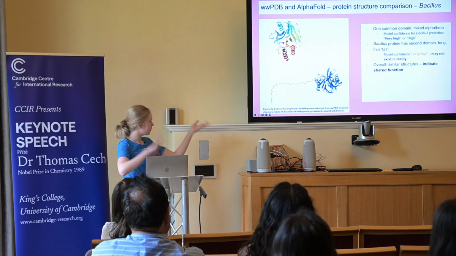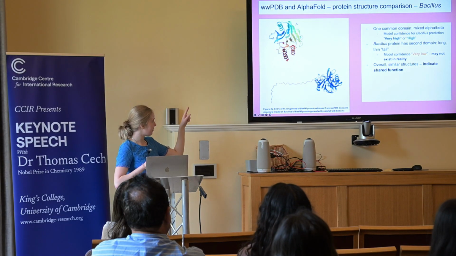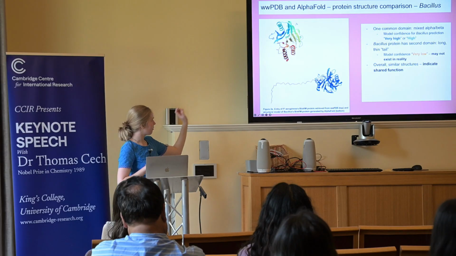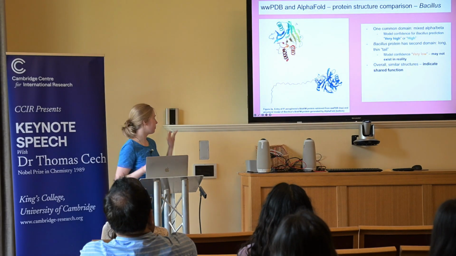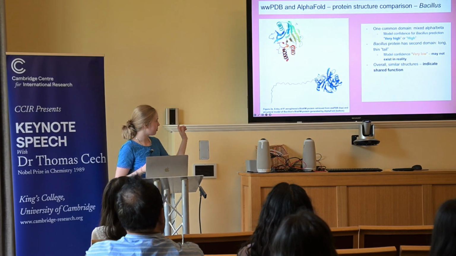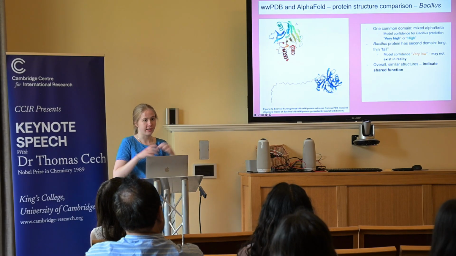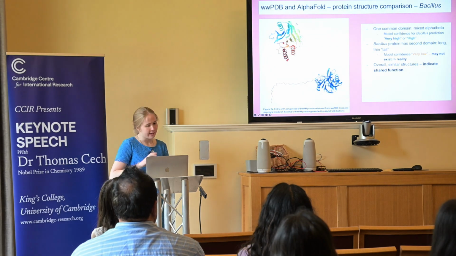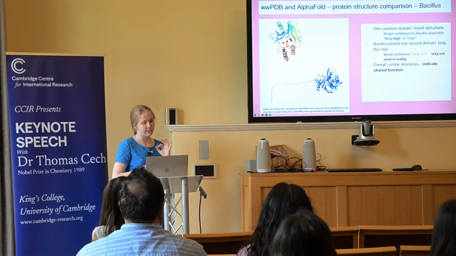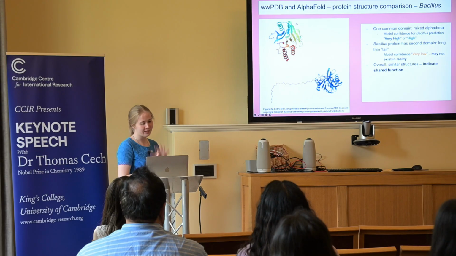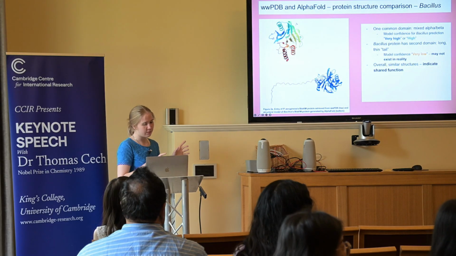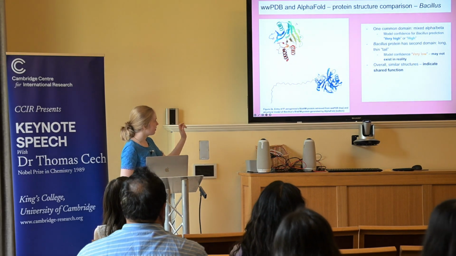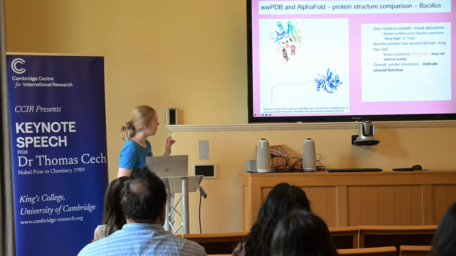And now we pulled the blaVIM protein from P. aeruginosa from the Worldwide Protein Data Bank, or wwPDB, and we predicted the protein in Bacillus using AlphaFold, which is an AI tool. We can see there's this one common domain of mixed alpha helices and beta sheets. And the model confidence for this domain in the Bacillus prediction is very high or high. You can see it's in the blue.